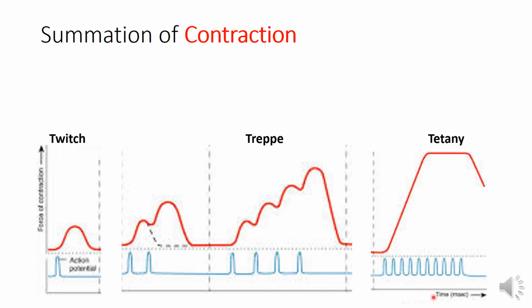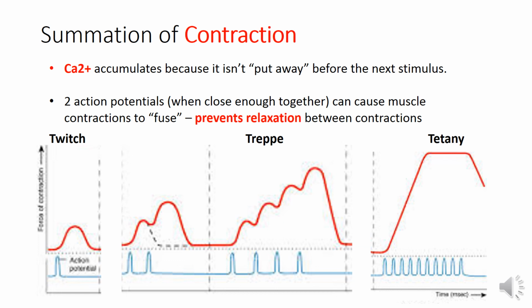Once the frequency of stimulus from action potentials is high enough, we get complete summation, fused tetanus, or tetany. That's what we call this. So, to conclude, the ionic basis for summation of contraction is calcium accumulation within our muscle cells, specifically addressing sarcomeres. When two action potentials are close enough together, as seen in this case, and the frequency between action potentials increases, we see that muscle contractions begin to fuse, leading to treppe and then finally tetany.